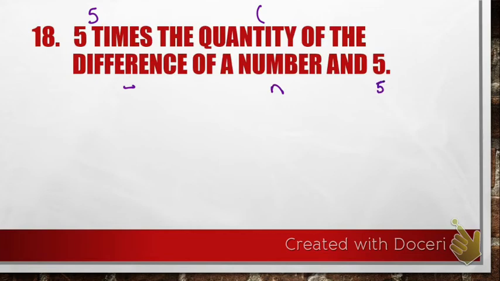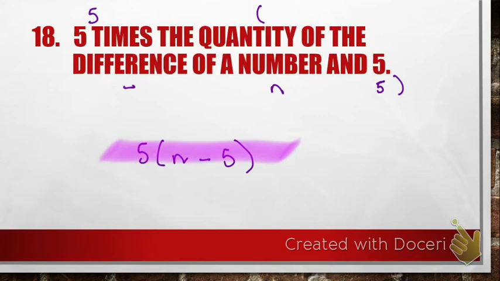Now here's the tough part right here. First of all, I'm going to end this with a parentheses. But I'm going to write my 5 and parentheses because it's times the quantity of the difference. The subtraction symbol is on the outside, but really what it's asking is n minus 5. So the difference between the number n and the subtraction of 5. So this would be my expression.